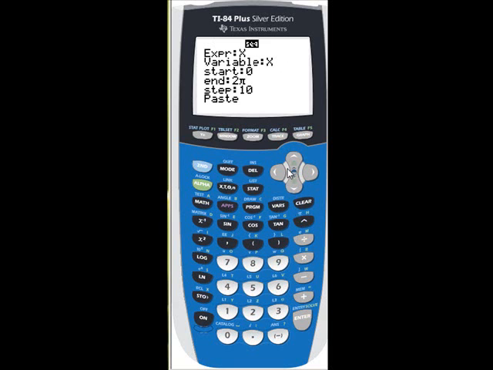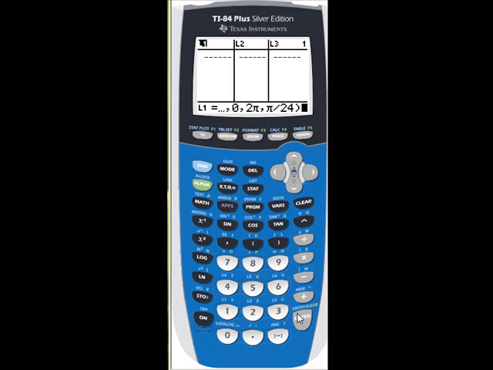And our step, instead of being 10, let me just clear that out of there, I want to enter the fraction. Well, that's not going to work. Okay, I want to enter the fraction pi over 24. So I'll go pi divided by 24. And then we're going to paste that in our list.